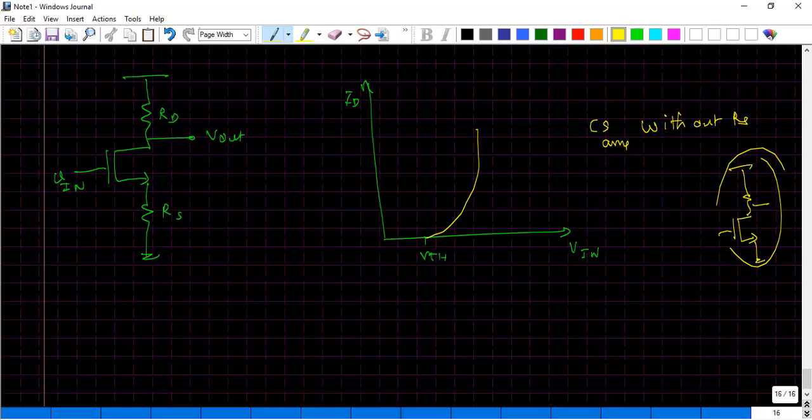Now let us try to draw the ID graph for the circuit where we have a source degeneration resistance. Initially there would be a kind of non-linear slope, and after that the current would become almost linear. And the slope of this linear line would be equal to 1 by Rs. So why does that happen?